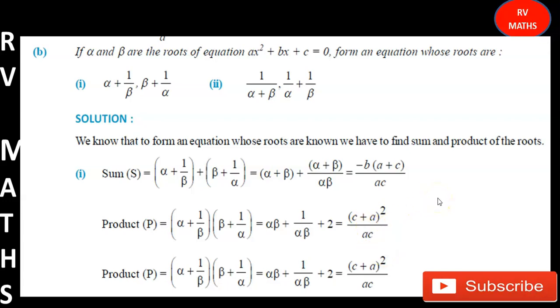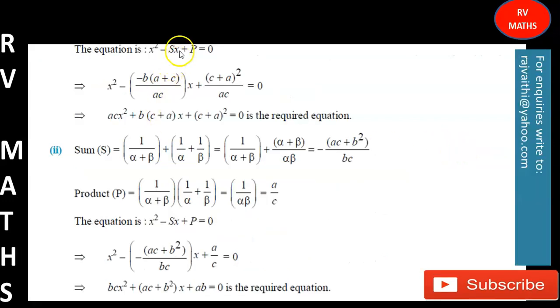So we have found out the sum and product of the roots of the new equation whose roots are given by this one. Then how to get the equation? You know the formula, x square minus sx plus p equal to 0. In the place of s, substitute what we have found out, and in the place of p, substitute what you have found out, and simplify, you will be getting this one.